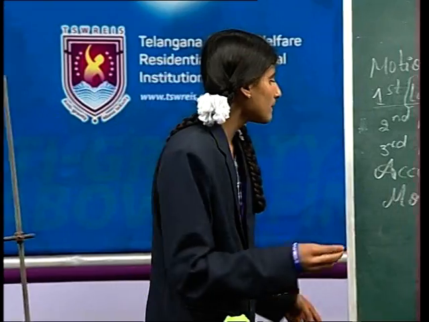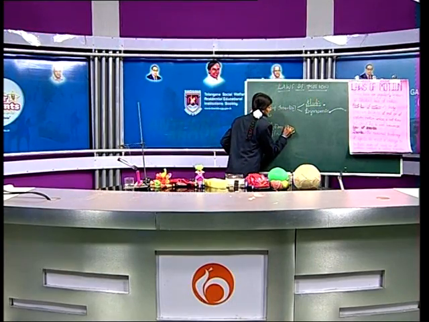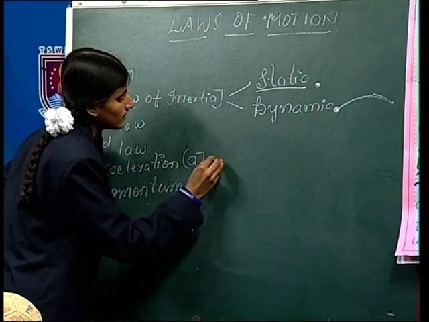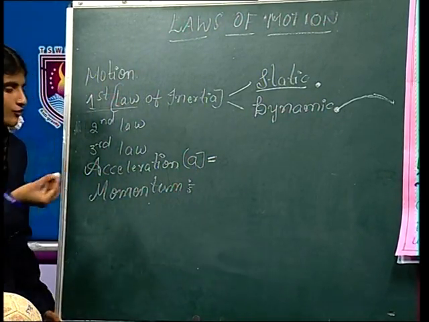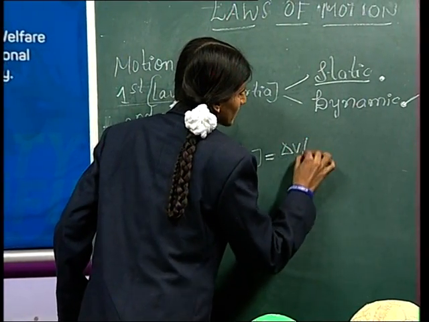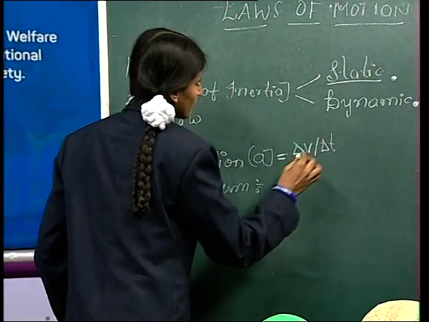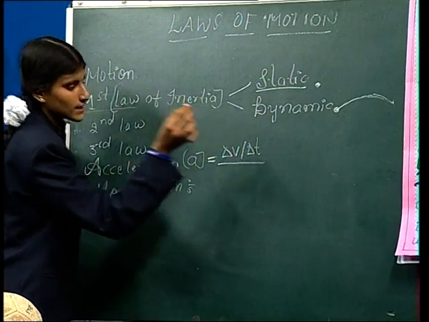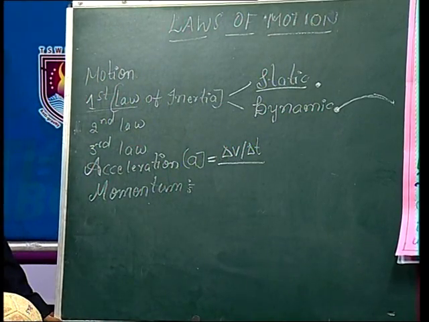Okay friends, see here, acceleration is denoted as a, and the acceleration formula is the rate of change of velocity. It means delta v by delta t. Remember friends, a equals delta v by delta t, change in velocity by time taken.